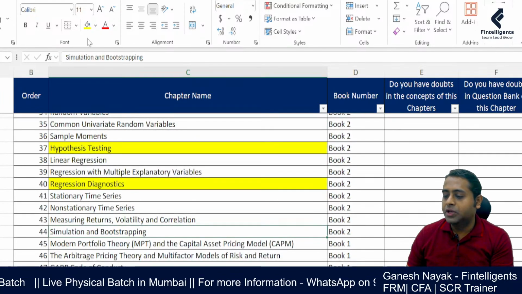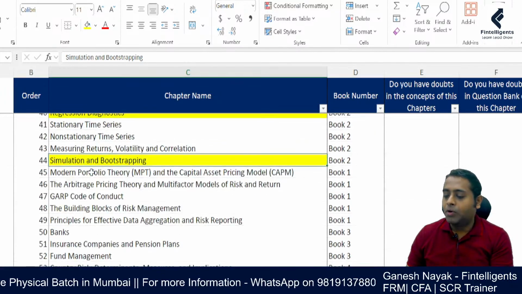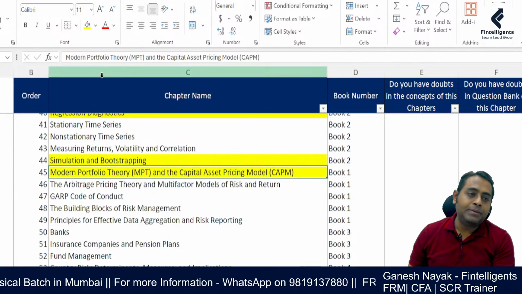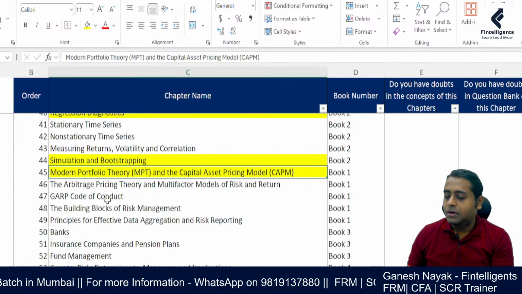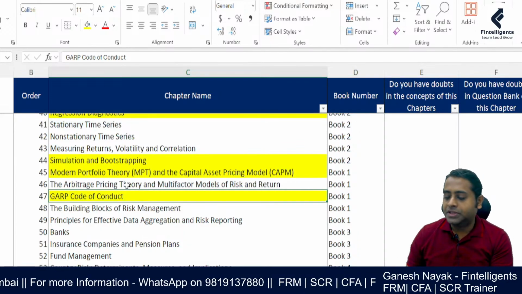Then you will find simulation also testable from book 2 or the quant book. Modern portfolio theory, which is the CAPM related chapter, is also generally testable. GARP code of conduct, you will find 1 or 2 questions from this chapter with scenario based question discussion.